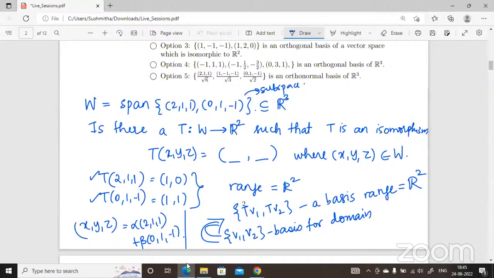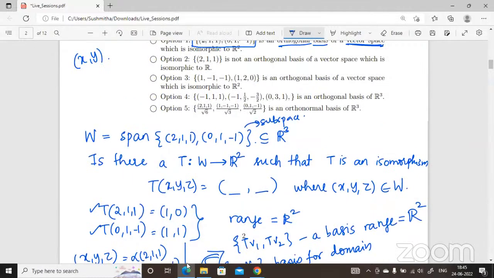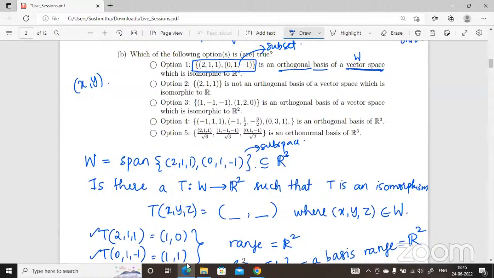Orthogonal basis vectors again? No, it's not necessarily orthogonal. Yeah, it can span the whole space. So yeah, got it, ma'am.